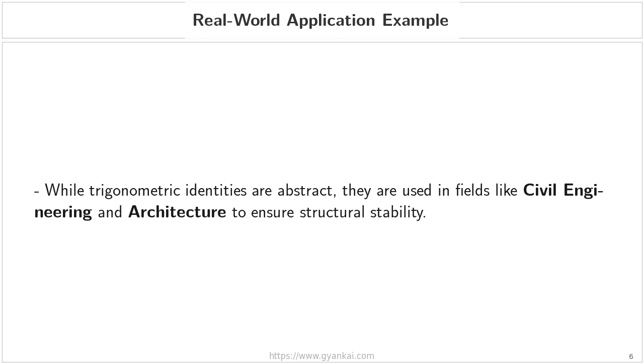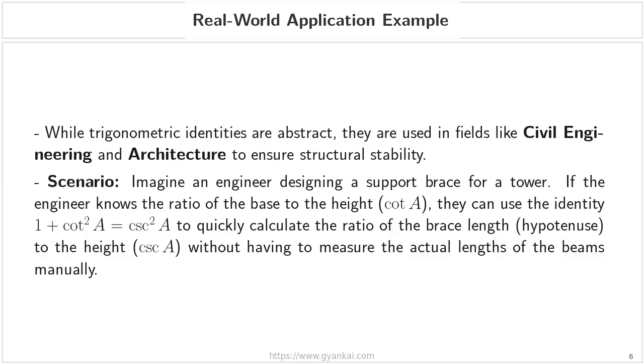Real-world application example. Now that we have mathematically derived the identity and understood its domain, you might be wondering, when would I ever actually use this in real life? It's easy to view these formulas as just abstract symbols on a page, but in reality, trigonometric identities are vital tools in professional fields like civil engineering and architecture, where ensuring structural stability is a matter of safety. Let's look at a practical scenario. Imagine you are an engineer tasked with designing a support brace for a tall tower. In many construction phases, you might not have the exact physical measurements of every beam yet, but you do know the proportions of the structure.